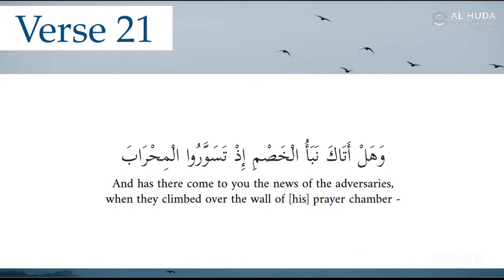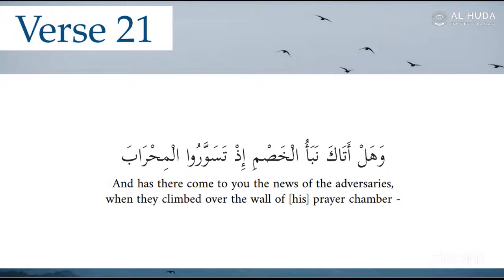Idh tasawwarul mihrab, when they climbed over the wall of his prayer chamber. Whose prayer chamber? Dawood alayhi salam's. The term tasawwaru from sin, waw, ra. Sur means protective wall that is built around a building for protection, or a city for protection. It's a big wall. And sara means to leap over, meaning to leap over a wall or a barrier. And also it can mean to raise a wall. So tasawwaru or tasawwara as a fi'l, it means to jump over the wall.